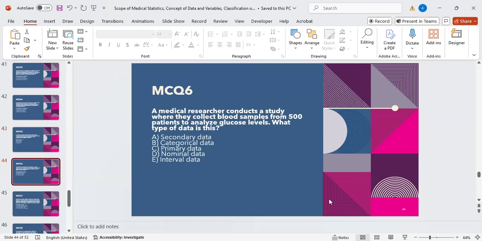MCQ number 6 is: a medical researcher conducts a study where they collect blood samples from 500 patients to analyze glucose levels. What type of data is this? Option A, secondary data. Option B, categorical data. Option C, primary data. Option D, nominal data. And option E, interval data. Primary data. Yes, primary data is the right answer.